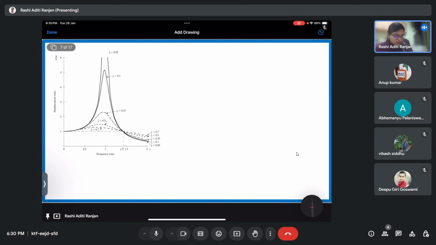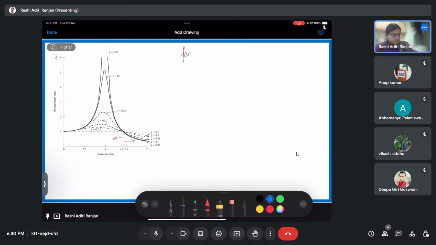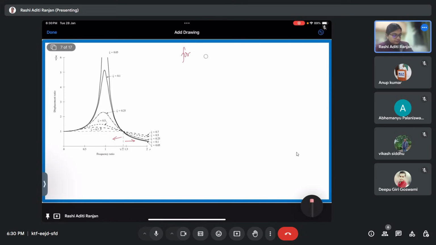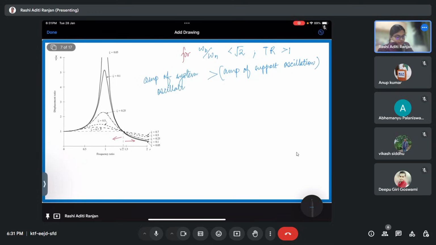Here the frequency ratio region is divided into two halves. One is less than under root 2 and the other is greater than under root 2. So here you can see for the frequency ratio omega b by omega n less than under root 2, we have the transmissibility ratio greater than 1, which means that whatever the amplitude at which your support is oscillating, it will always be less than the amplitude of system oscillation, which means that your support oscillation is going to get amplified into the system oscillation, right?